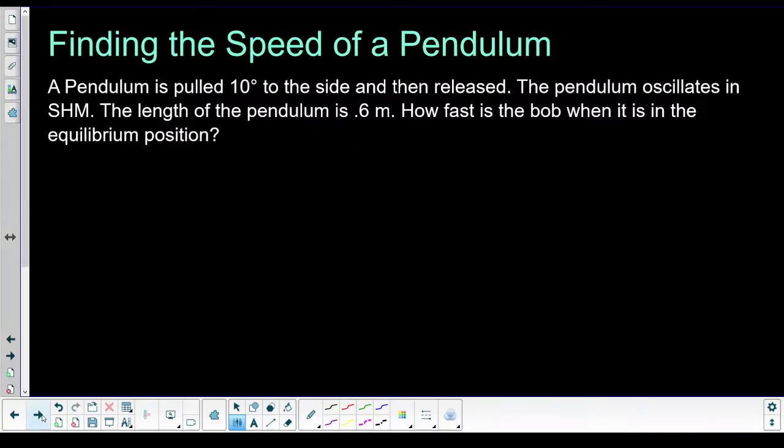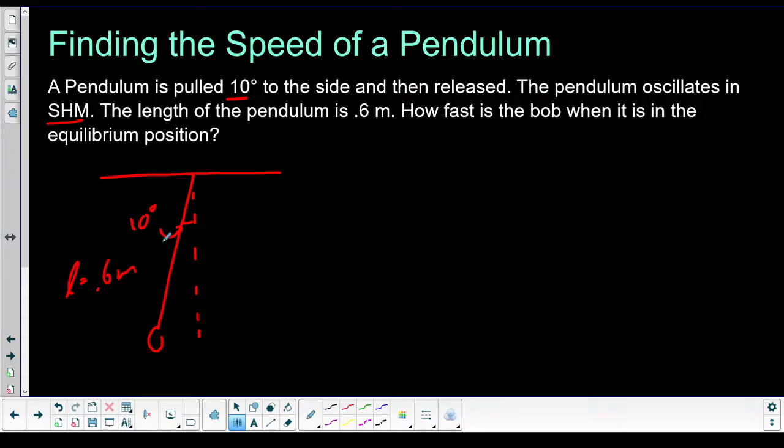Okay, so first one, we have a pendulum that is pulled 10 degrees to the side and then released. So let's draw this. Pendulum, and this angle right here is 10 degrees. Pulled that far and then released, the pendulum oscillates in simple harmonic motion. And the length of the pendulum, L, is equal to 0.6 meters. How fast is the bob when it is in the equilibrium position?